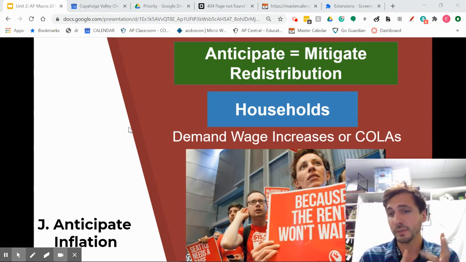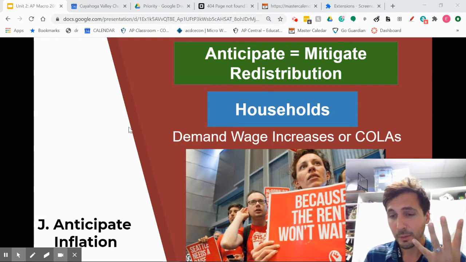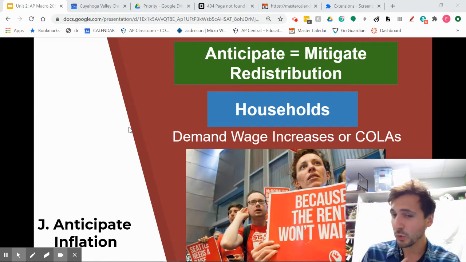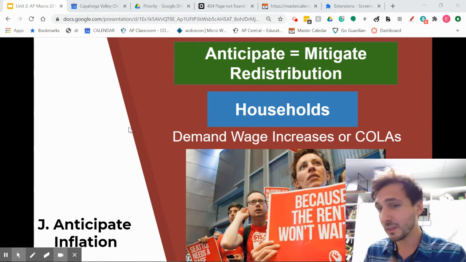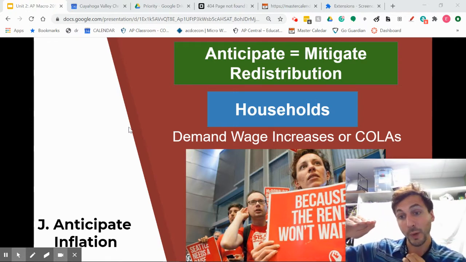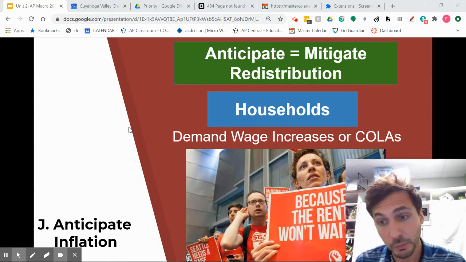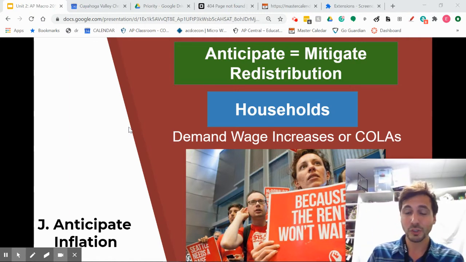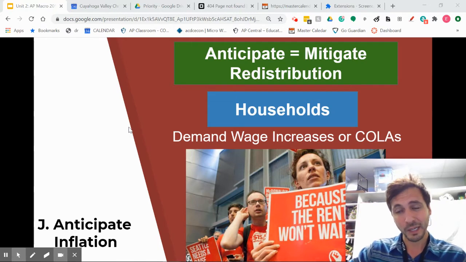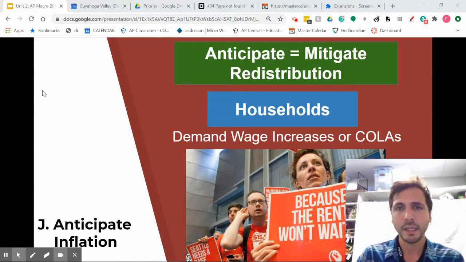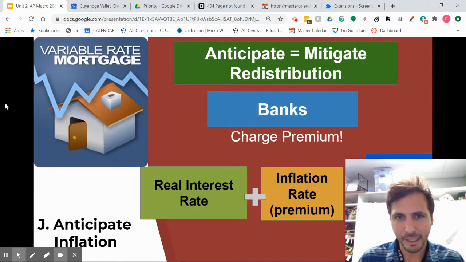COLAs are cost of living adjustments, which says, hey, I want to maintain the quality of life that I'm coming in at, so you need to adjust my wages. This isn't a raise, just automatically adjust my wages based on what the inflation rate is at the time. So if inflation is going up 10%, then my wages should go up 10% plus my raise in order to offset those changing prices. Okay, so if I anticipate it, I'm going to mitigate that.